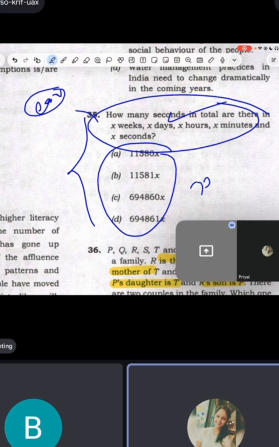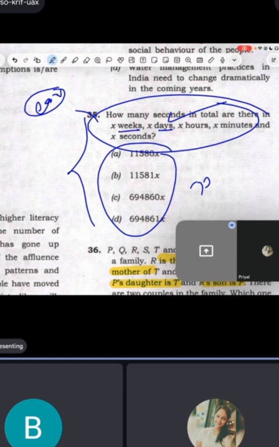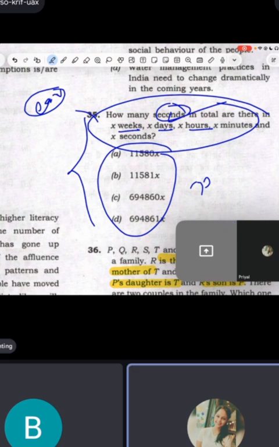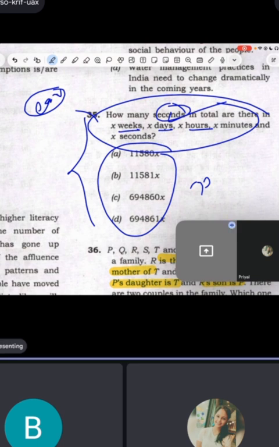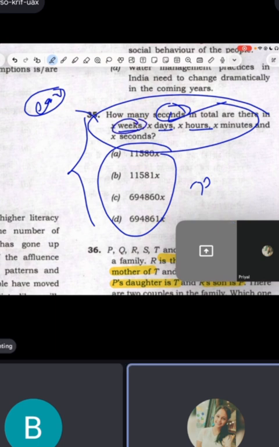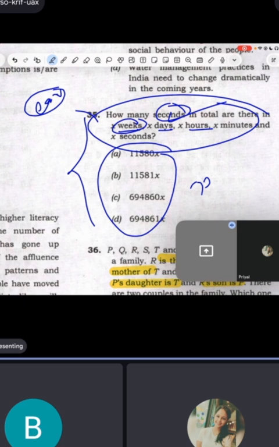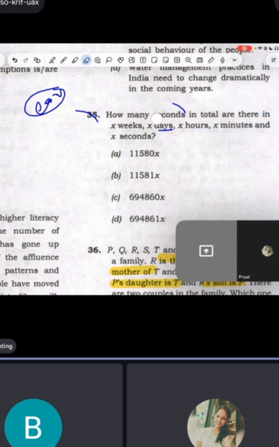Otherwise, if you convert all the other things into seconds, I think it will take 4 minutes. Yes, convert, Priyal, at least because week is there. 7 days in a week, then convert into hours, then into minutes, then into seconds. If you want to arrange a program, you can arrange, but I will do my own approach.